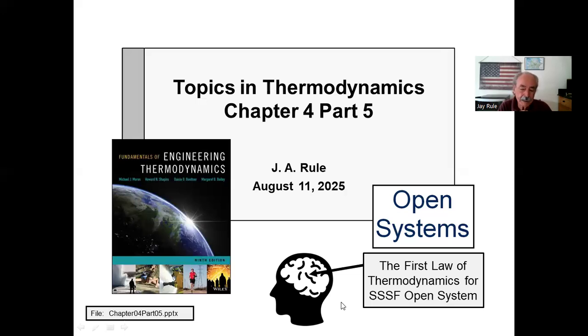The steady state, steady flow first law for an open system is really kind of fundamental for a large proportion of engineering problems and homework problems, quiz and test problems that you're going to encounter. So what I'd like to do is get started and see if I can help you get that statement of the first law into your head.